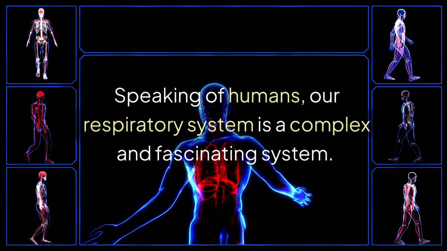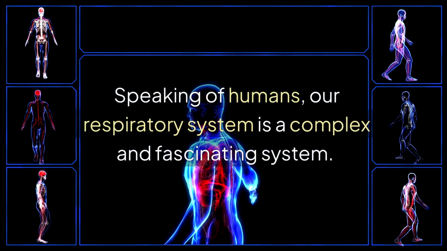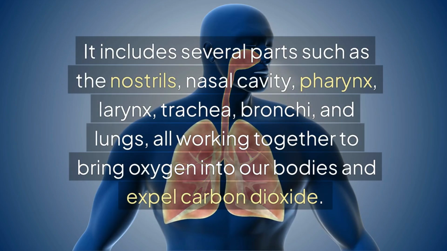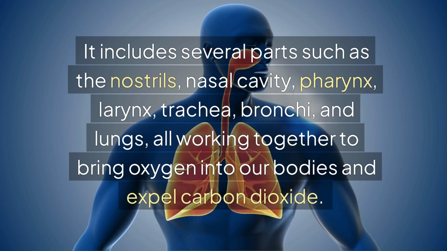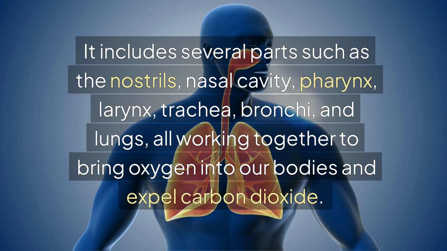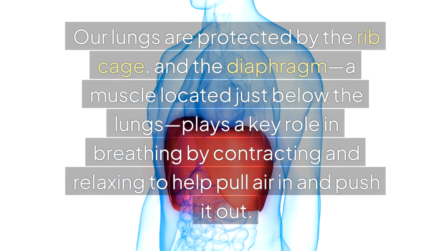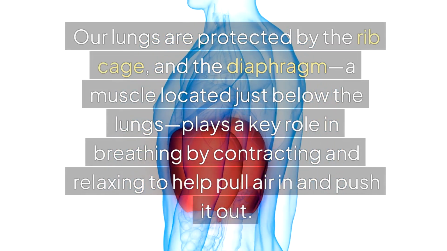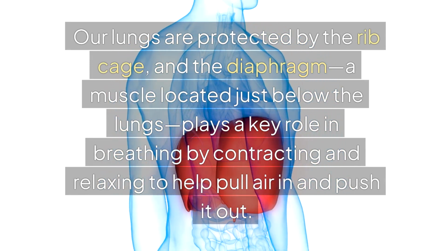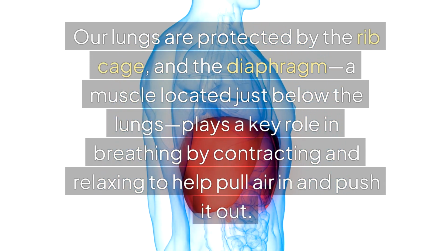Speaking of humans, our respiratory system is a complex and fascinating system. It includes several parts such as the nostrils, nasal cavity, pharynx, larynx, trachea, bronchi, and lungs, all working together to bring oxygen into our bodies and expel carbon dioxide. Our lungs are protected by the rib cage, and the diaphragm, a muscle located just below the lungs, plays a key role in breathing by contracting and relaxing to help pull air in and push it out.